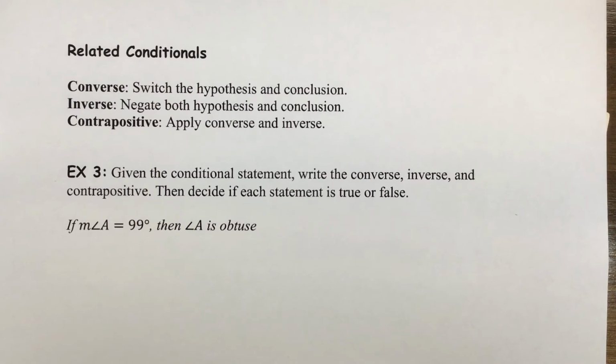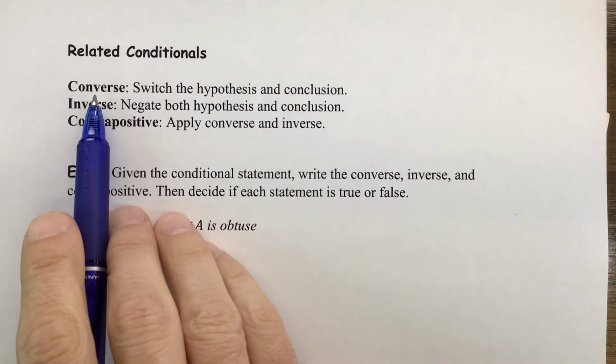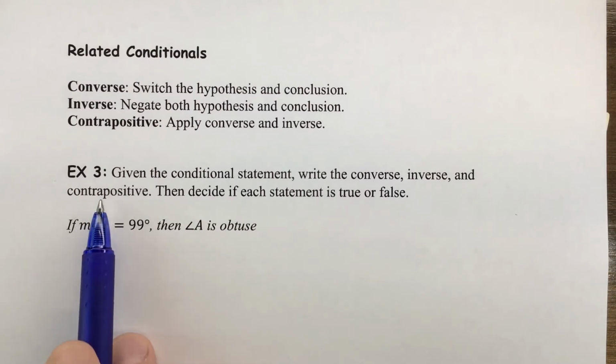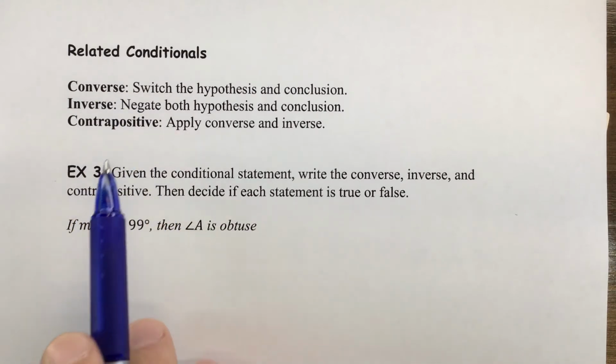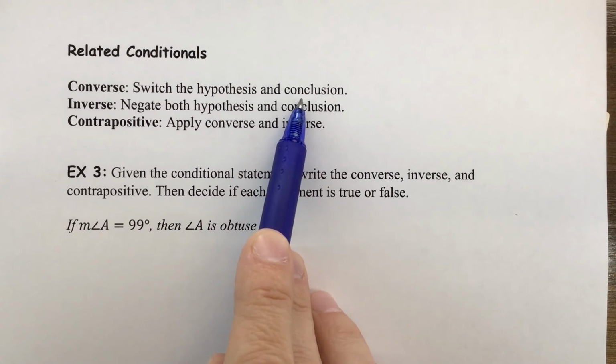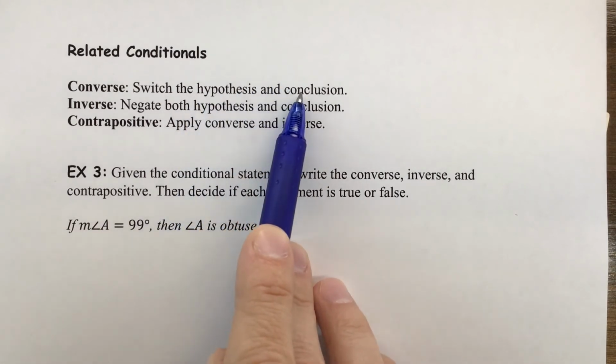We have 3 related conditionals that we want to talk about. We've got the converse, the inverse, and the contrapositive. All of these are ways that we can take an original conditional statement, an if-then statement, and move some things around, negate stuff, and then create a new conditional statement. Sometimes when we do that, those conditional statements will end up being true, and sometimes they'll end up being false. So what we're going to do is practice writing all 3 of these. The converse is going to be a switch of the hypothesis and the conclusion. Whatever you had in the beginning part, let that go to the end.